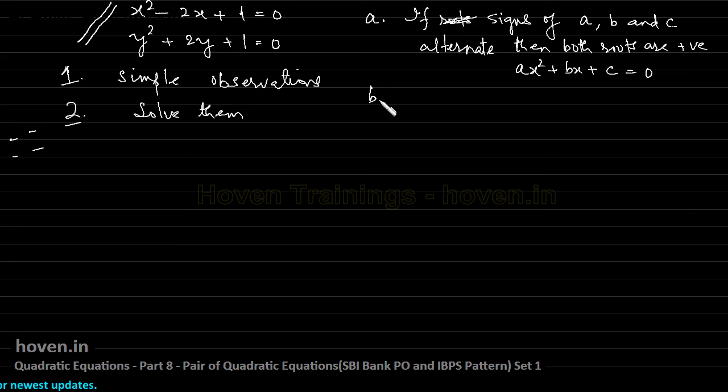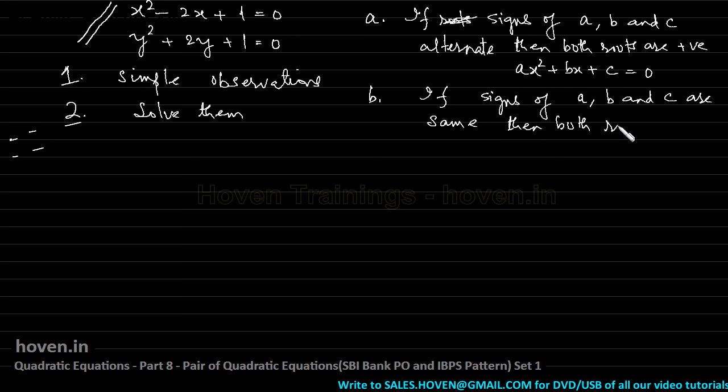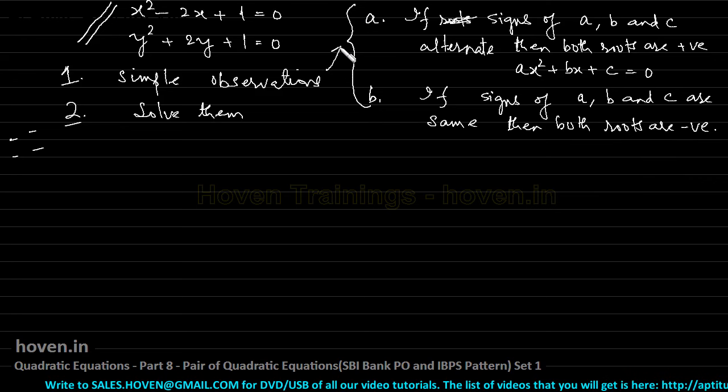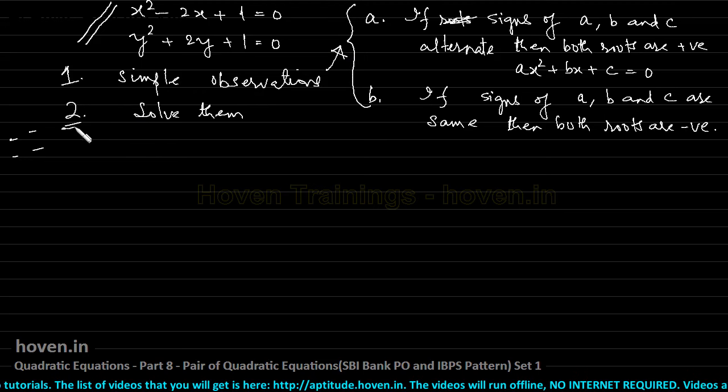The second observation that you can look for is, if signs of A, B and C are same, then both roots are negative. So these two observations are our simple observations that you can make as your first shortcut. Many times the solution can be made with the help of these simple observations within 1 second. And the second option would be to solve these completely. What I will do is, I will take both the situations in various examples.